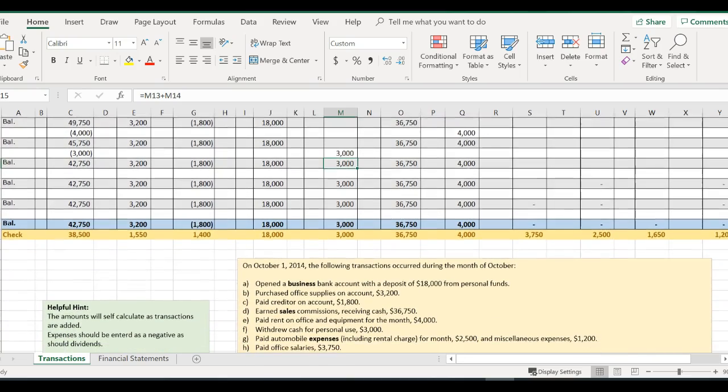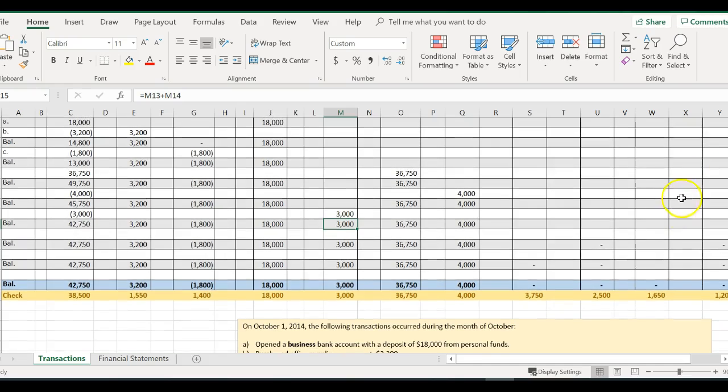Now, what's our next one? We paid for automobile expenses, and it is $2,500, and we paid miscellaneous expenses of $1,200. So what are we doing with that? That is G. And G would be here.